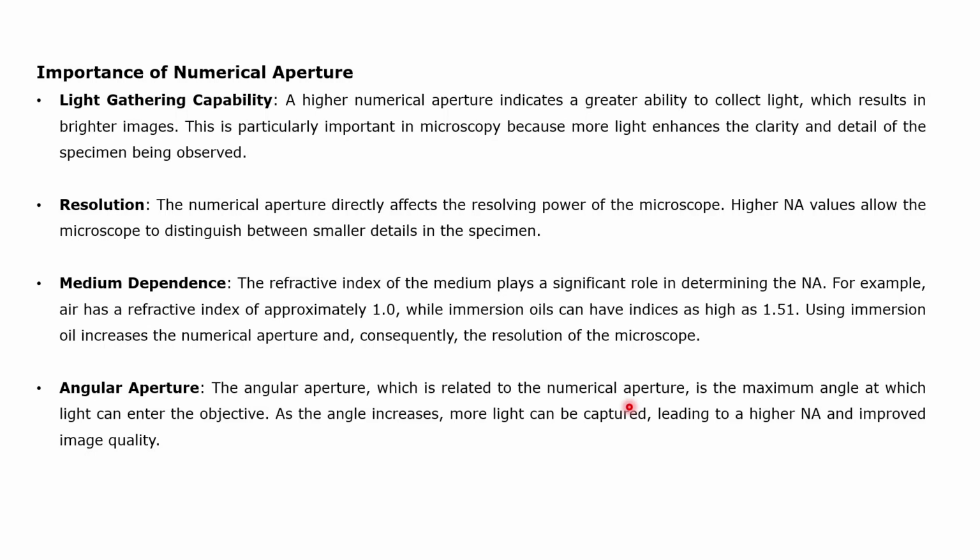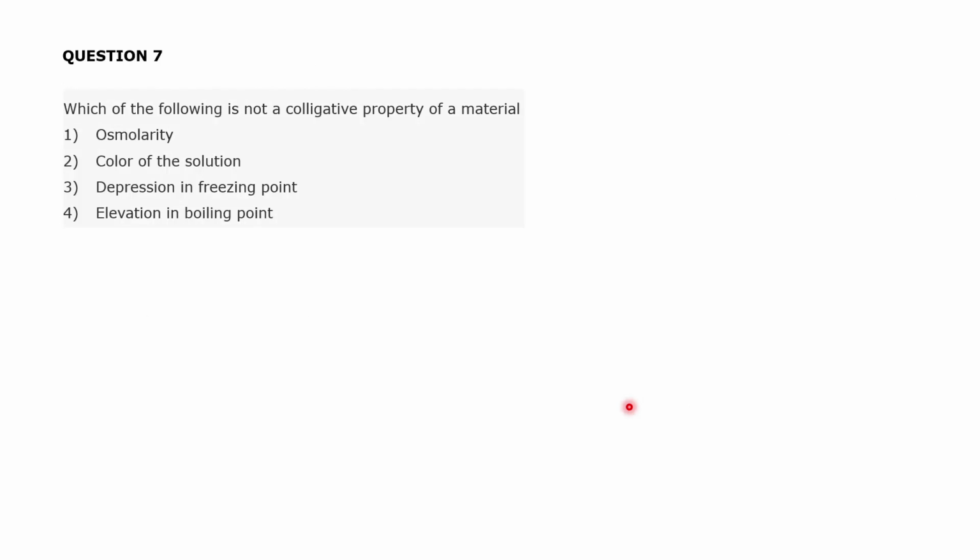Okay, so I will move on to the next slide then. So moving on to question number 7. Which of the following is not a colligative property of a material? Which might be the answer? First option is osmolarity, second is color of solution, then depression in freezing point, and elevation in boiling point. Which might be the answer? Okay, I am getting option number 2.